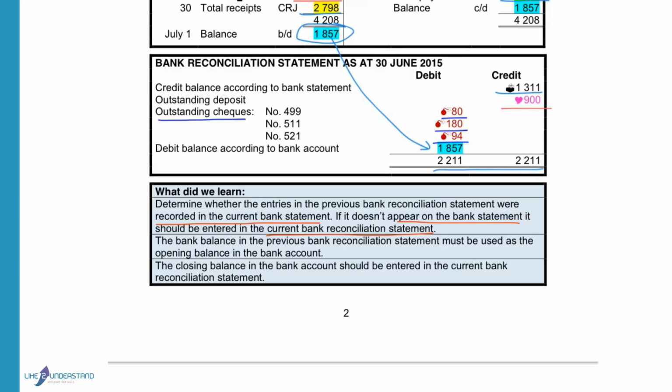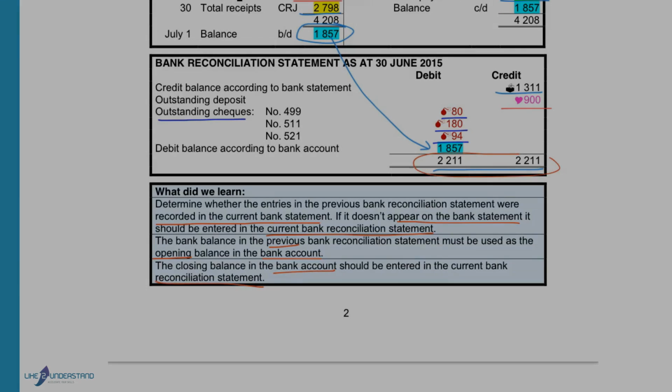The bank balance in the previous bank reconciliation must be used as an opening balance in the bank account. The closing balance in the bank account should be entered in the current bank reconciliation statement so that we can determine whether those two balances are equal.